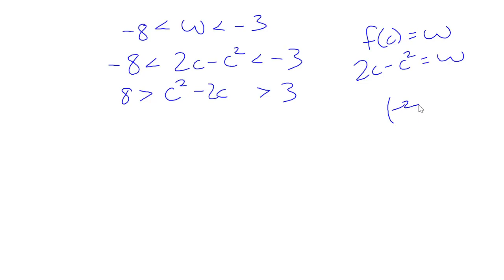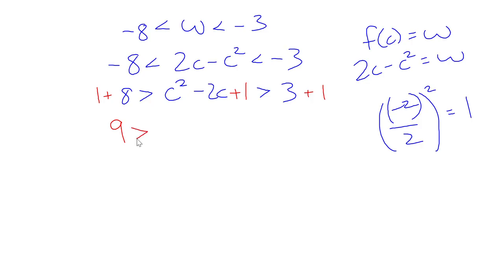So we take the -2, right? That's the b value in our quadratic, and we divide it by 2, and then we square it. So -2 divided by 2 is -1, and when we square it, we get 1. So we're just going to add 1 to all of the pieces of our inequality. So now we have 9 is greater than the factorization of this, which is (c - 1)^2, is greater than 4. And so from there, now we'll just square root.